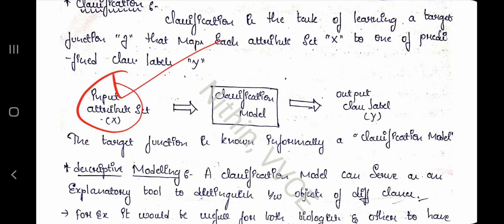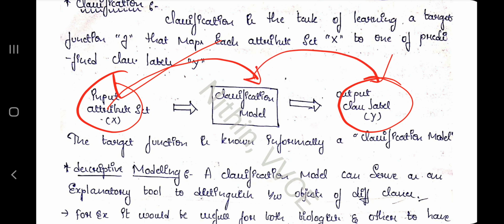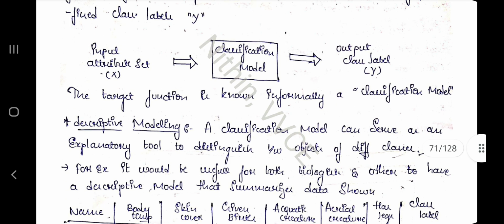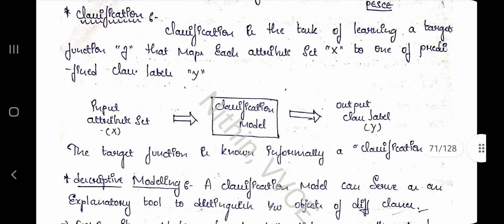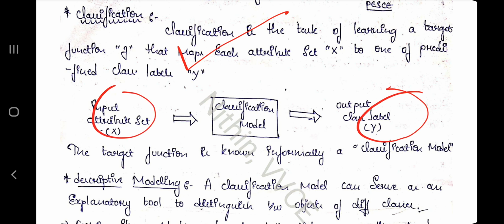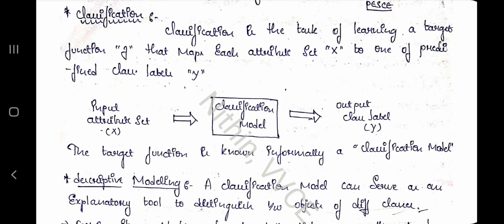Input attribute set x, there will be an input attribute set which is known as x, and here you will have the output class label y. Here the classification will be done and then the output label will be taken as y. So this model is known as the classification model. So 2 points you got here. The first point, the definition part, it's a function which maps x to y, and here's the diagram as well. So these 2 things you have to mark in the first point, the definition of classification.